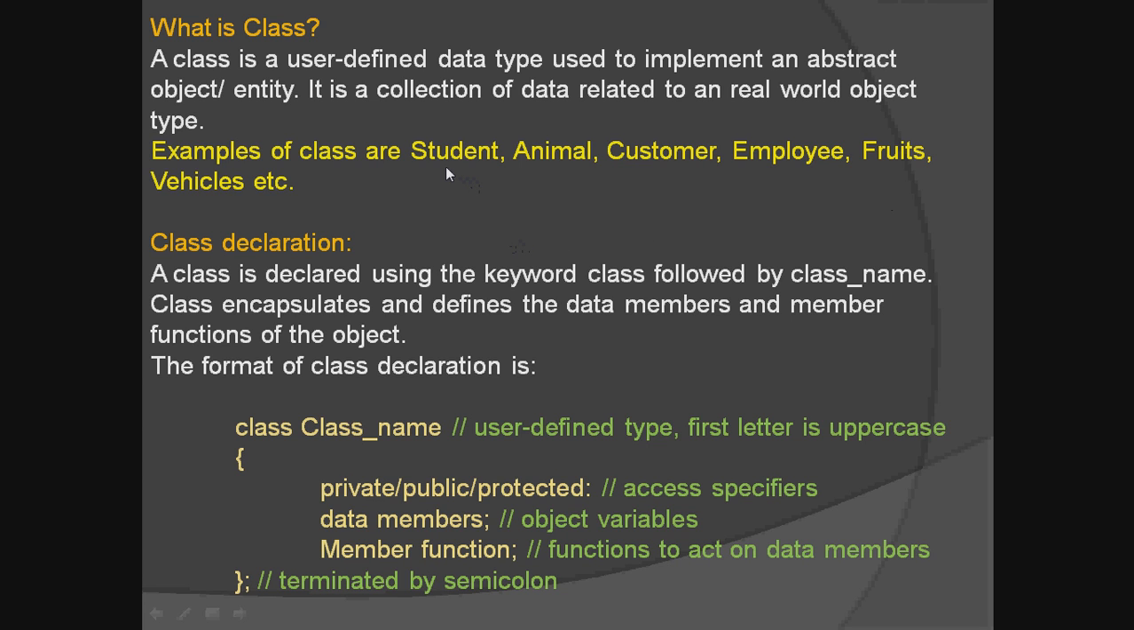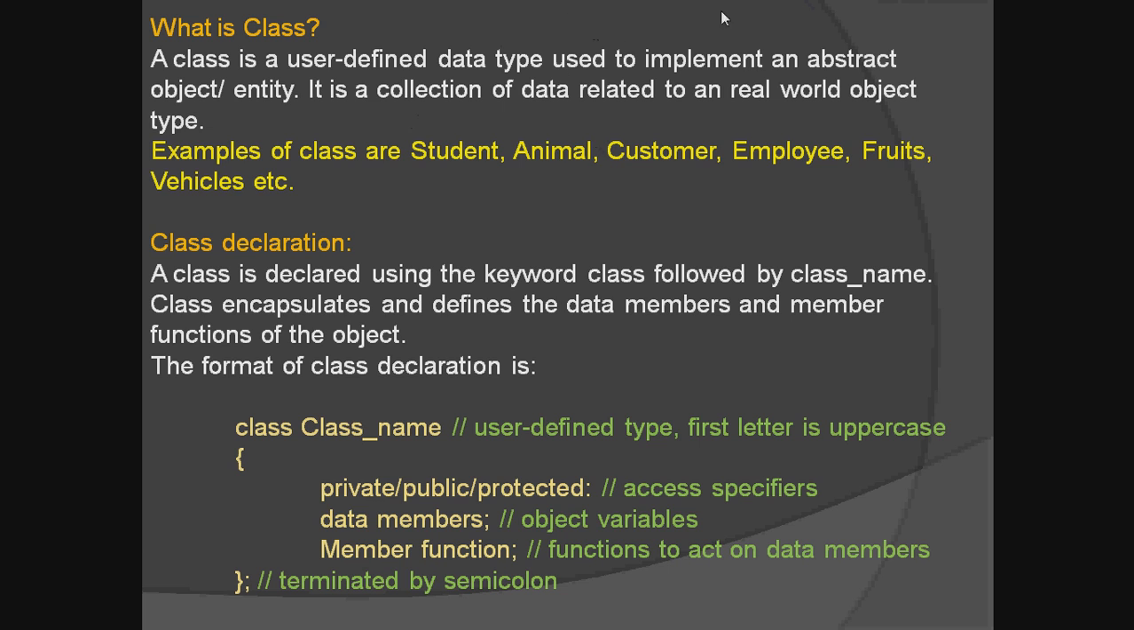Because from this class we can derive more, like we can individually pick out students, or for animal, we can classify the animals into different categories. We can classify the vehicles into different categories, like a bus, car, jeep, right? Like that.